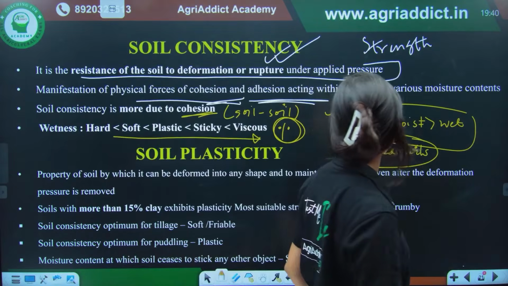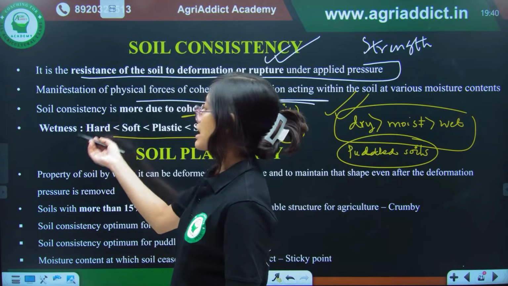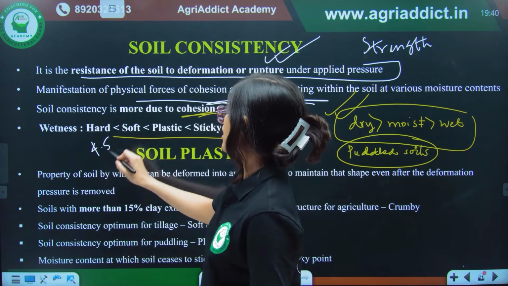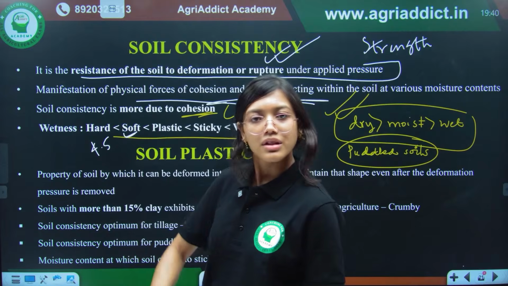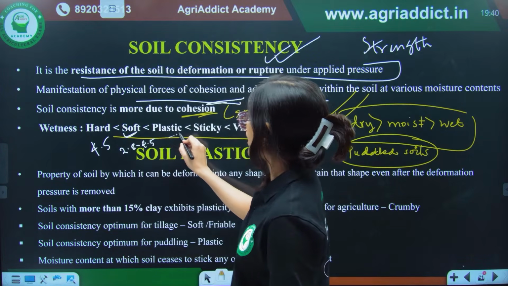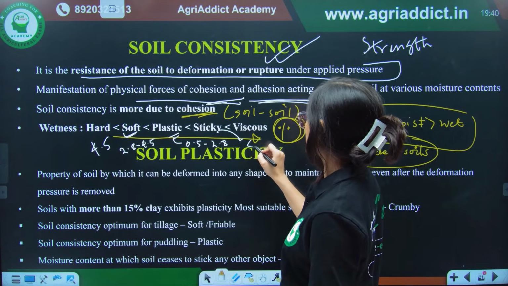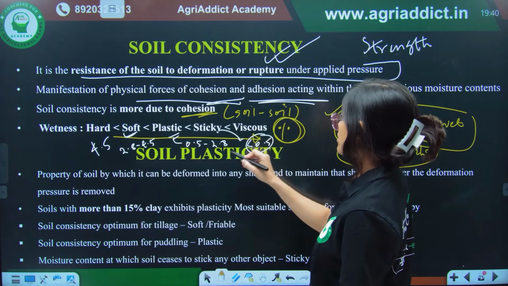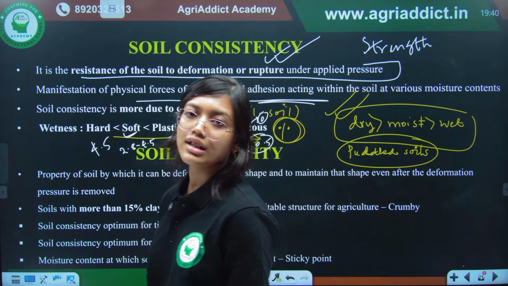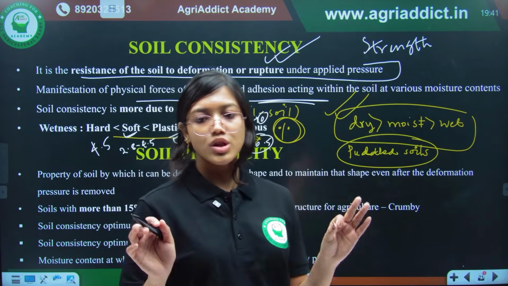Now, you see that for the hard will always have a higher PF, that is around 4.5. For the soft, this is also friable, ideal consistency for tillage 2.8 to 4.5. For the plastic 0.5 to 2.8. For the sticky or viscous, it is around less than 0.5, and for the viscous, it is almost 0. So, these are the different PF limits that govern the soil consistency. You have to memorize this.